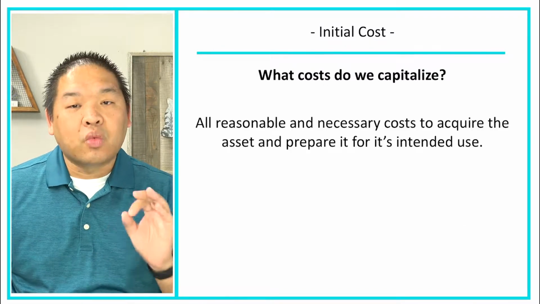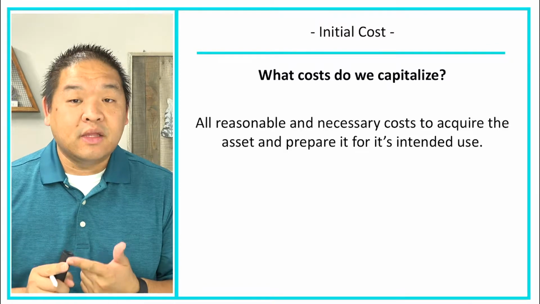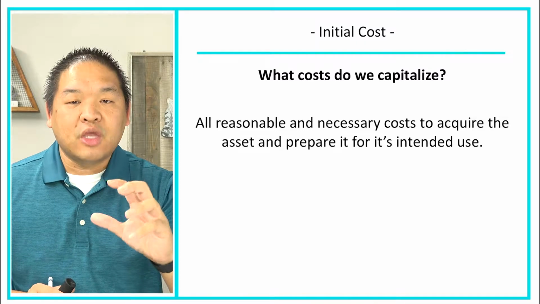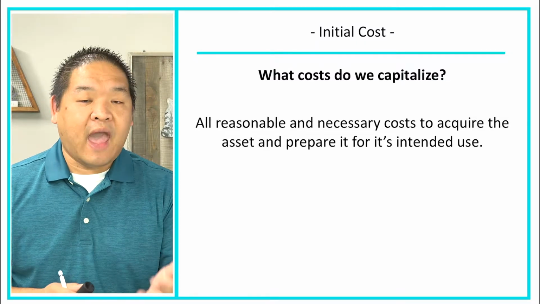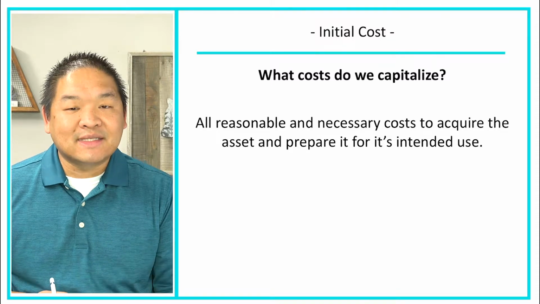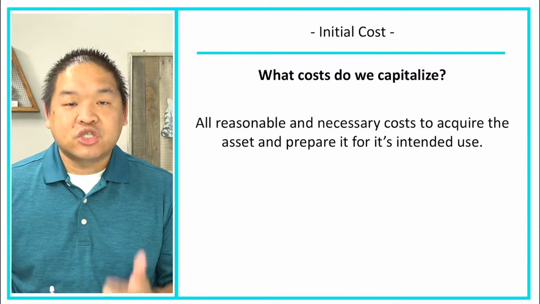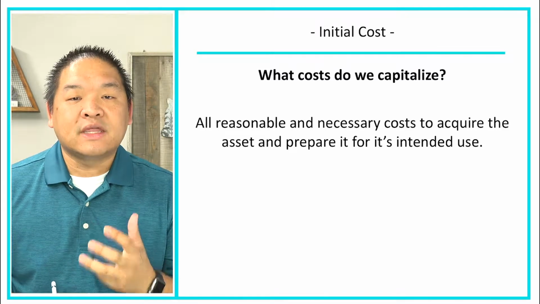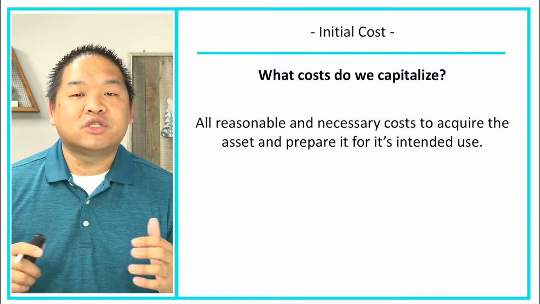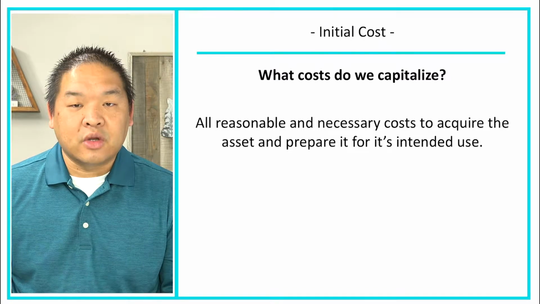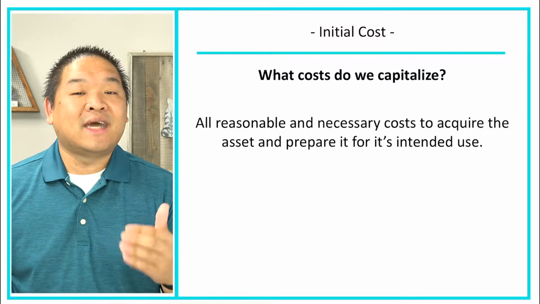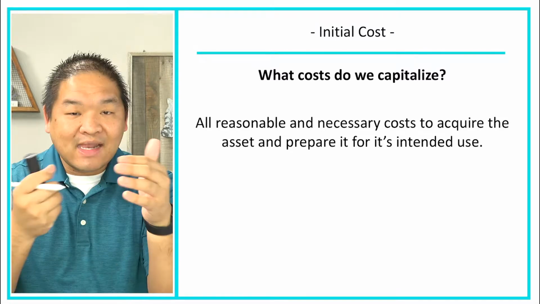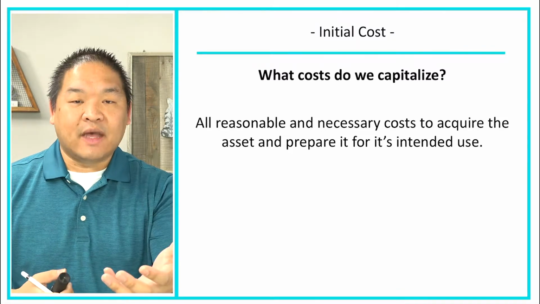Now, what costs do we capitalize? Well, we're going to capitalize all reasonable and necessary costs to acquire the asset and prepare it for its intended use. So this goes a little bit beyond the cost of just acquiring the asset. So this includes any necessary and reasonable costs associated with that asset in order to get it to its intended use. So if you really think about it, kind of an everyday example, if you went to the store and you bought, let's say, a computer, that computer might be on sale for $699, but then you're going to have to pay sales tax. Well, that sales tax gets added to the cost of that asset, right?